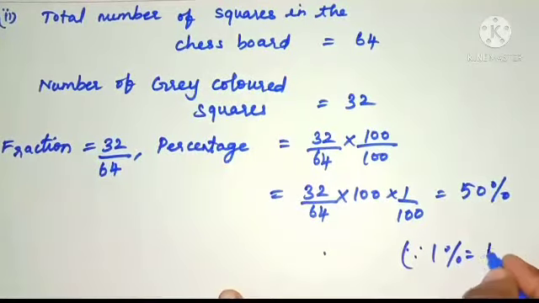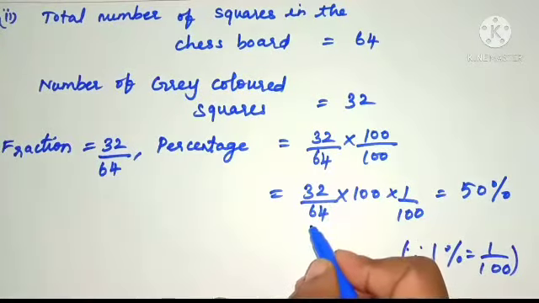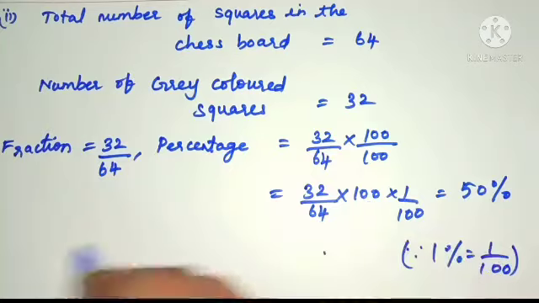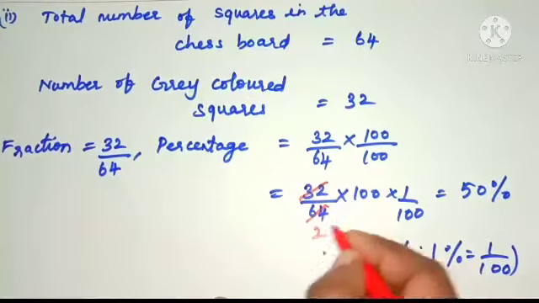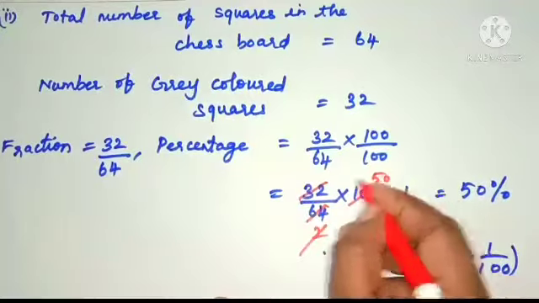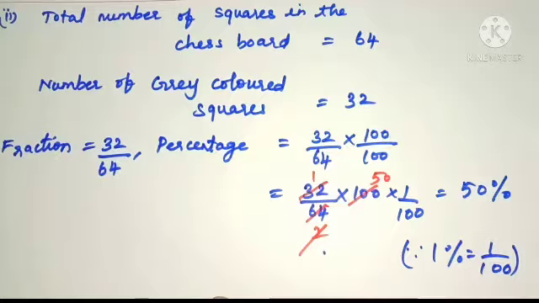1% is equal to 1 by 100. So when we cancel 32 by 64 into 100, we get 50. 2 times it is 50. So 50 into 1 is 50%. Therefore, the percentage of grey colored square is 50%.